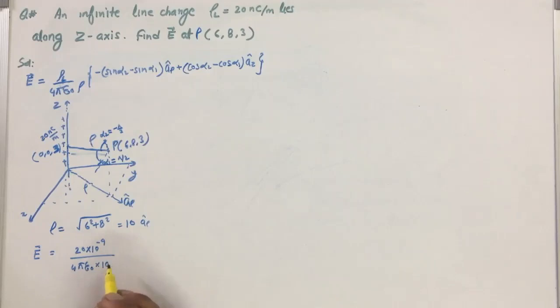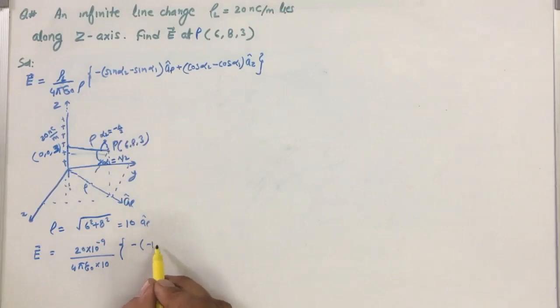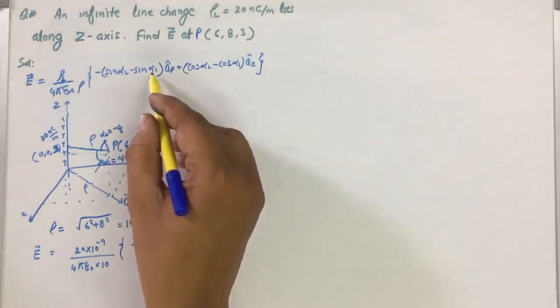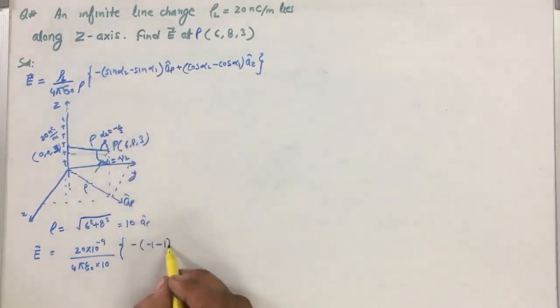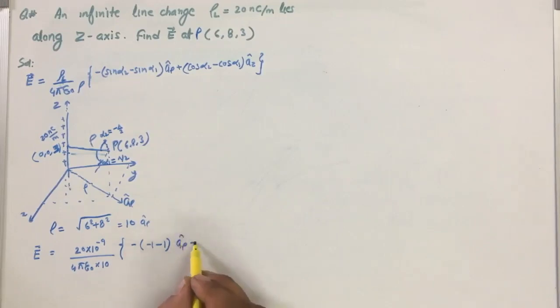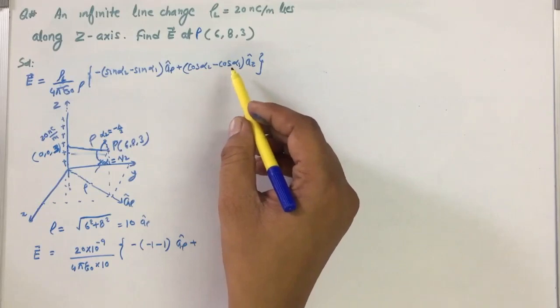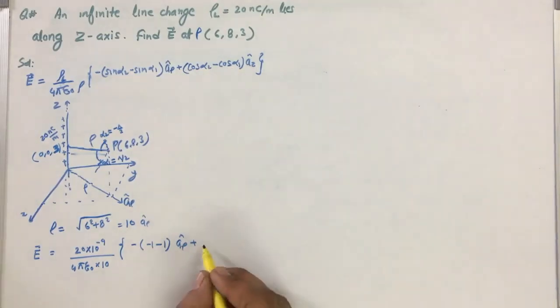Rho is 10, the absolute value of this is 10, in the direction of minus. Sine minus pi by 2 will give you minus 1, minus sine pi by 2 will give you 1. In this way it will give you minus times minus, 2, in the direction of rho, plus cos minus pi by 2 will give you 0, and cos pi by 2 will give you 0. So it will be 0 Az.